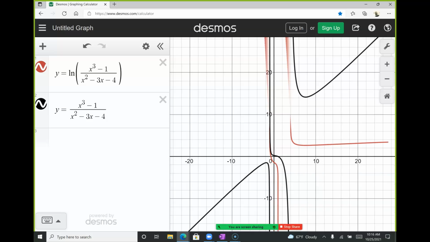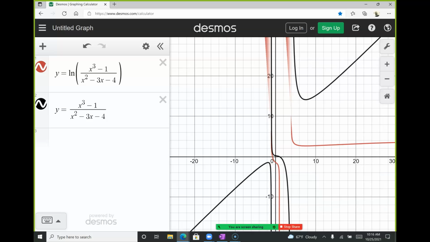Exactly. Now look at the pieces where the black curve is above ground. That's what's allowing me the domain of ln in red. Right, so the black curve is above ground between -1 and 1 and right of 4. And that's exactly what I got.